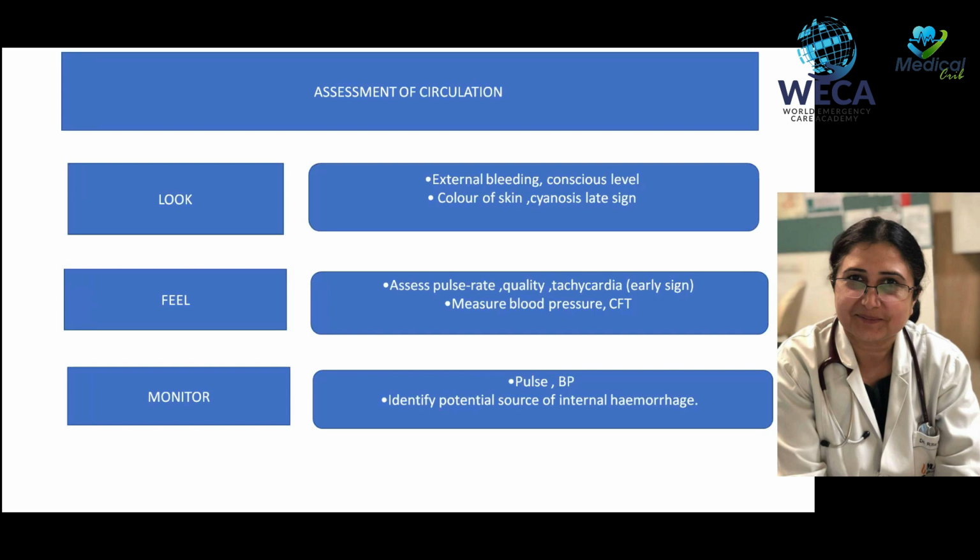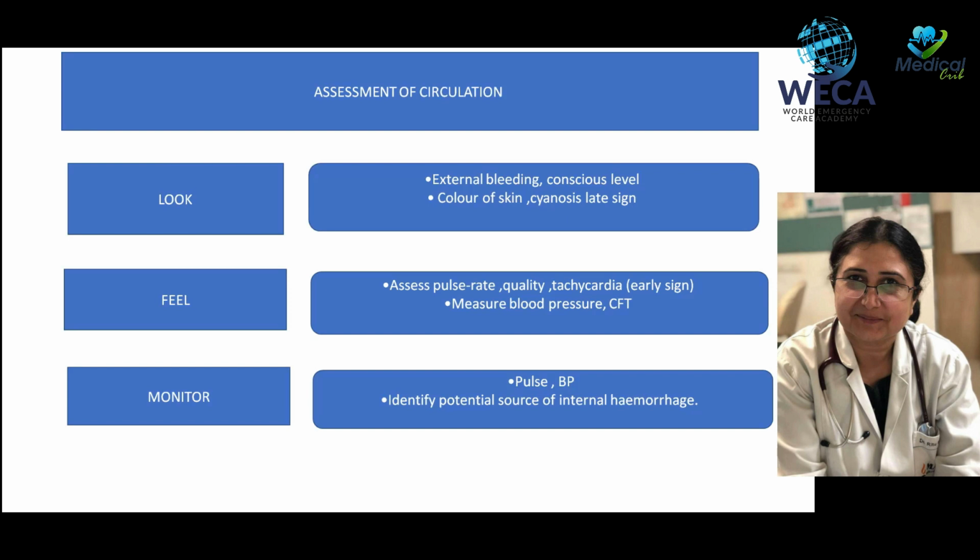Assessment of circulation can be done first visually. Look at the patient. What is his conscious level? What is the color of the skin? Is his skin pink or gray? Is he cyanosed? It will give you the hemodynamic status of the patient.